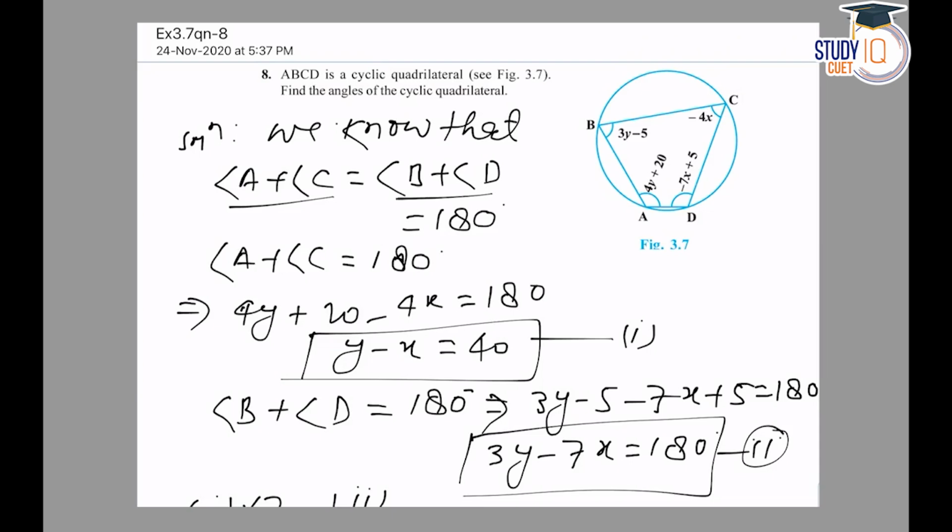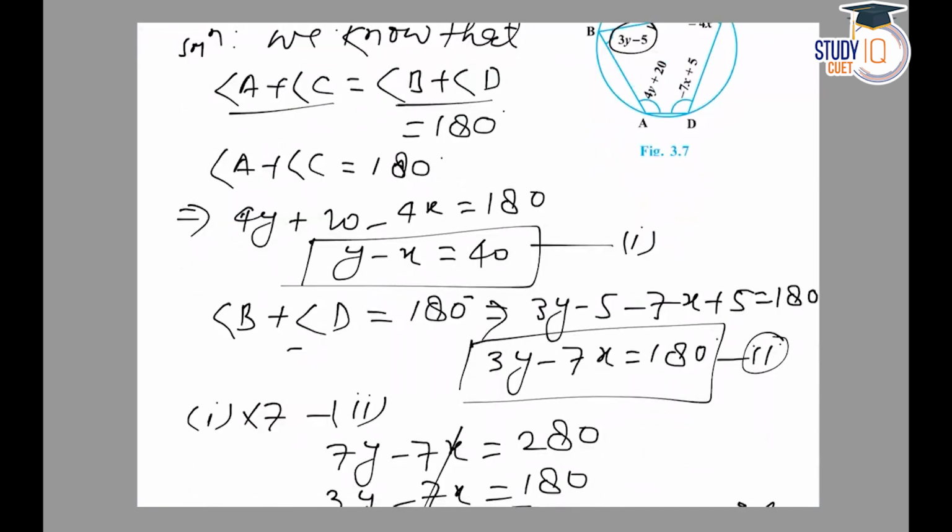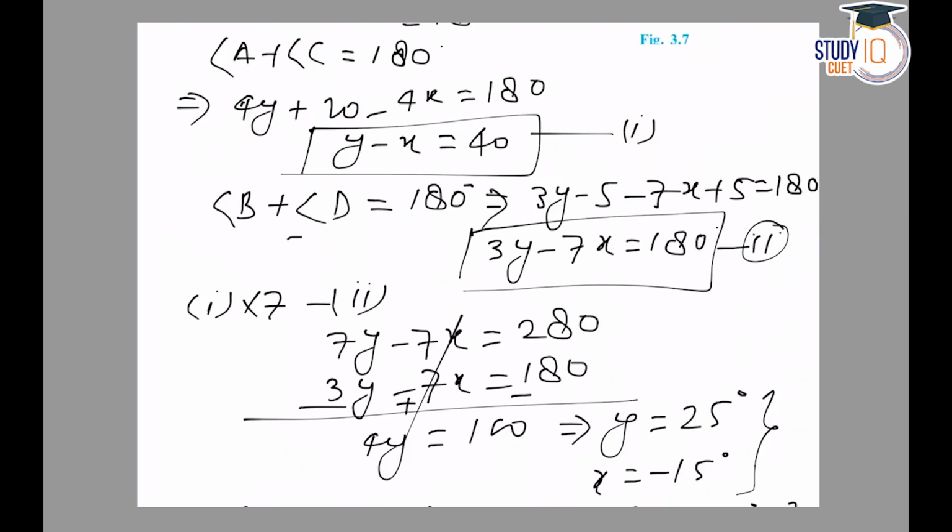Let's call this equation 1. Again, the other opposite pair, angle B plus angle D, is 180 degrees. Angle B is 3y minus 5 and angle D is minus 7x plus 5. So after rearranging we get 3y minus 7x equals 180 degrees. Now solve equations 1 and 2 by the elimination method to find x and y.